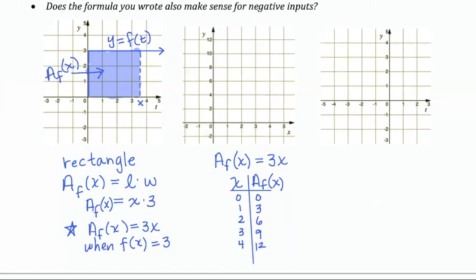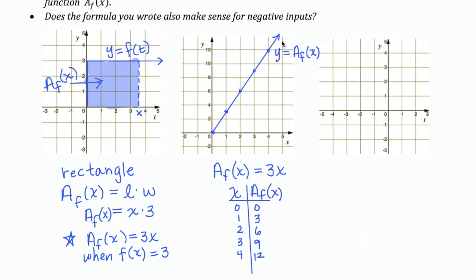So I plot those points. So you can see I've taken those points and plotted them, and now I have a line. This line represents, for each input x, the corresponding output by the area function. What does this predict about the negative values? The next question says, does the formula you wrote also make sense for negative inputs? Well, what would it predict? If you put in an input of -1, -1 times 3, just substituting into the area formula, is -3.